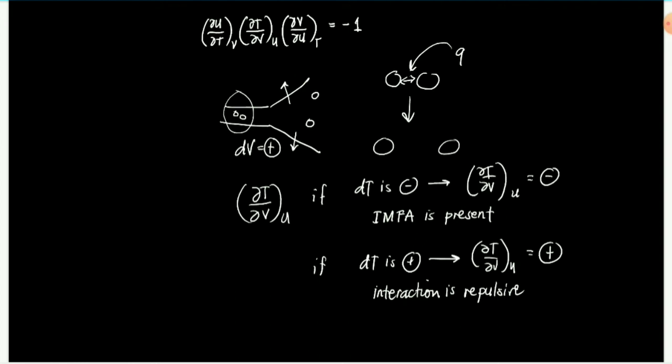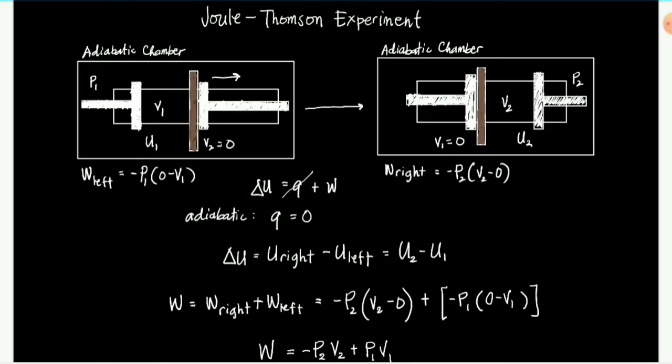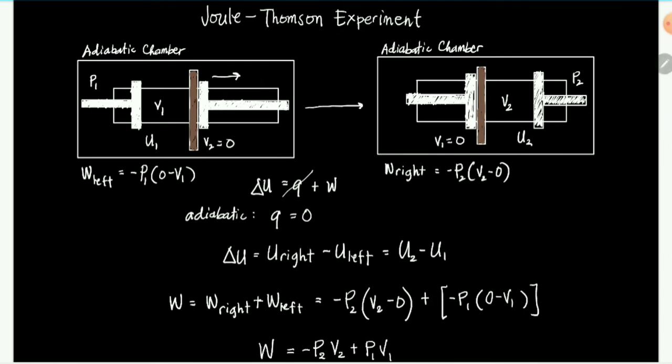So the Joule expansion will only happen, or you will only have a value of the Joule expansion coefficient, if your gas is real. It doesn't happen if your gas is ideal. Okay? So, next, we have the Joule-Thomson experiment.